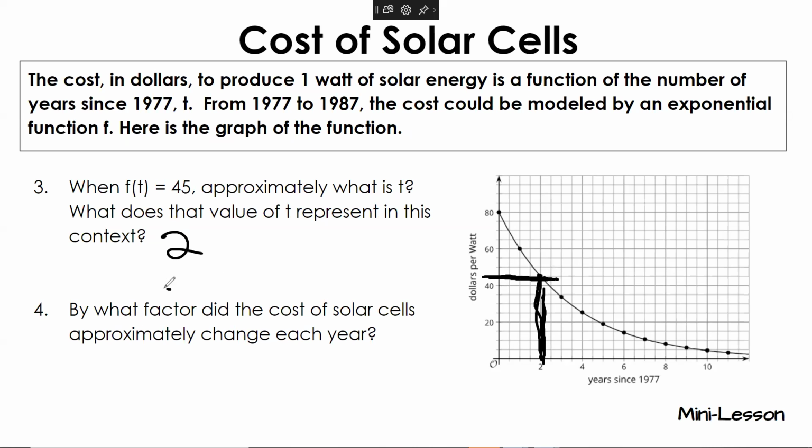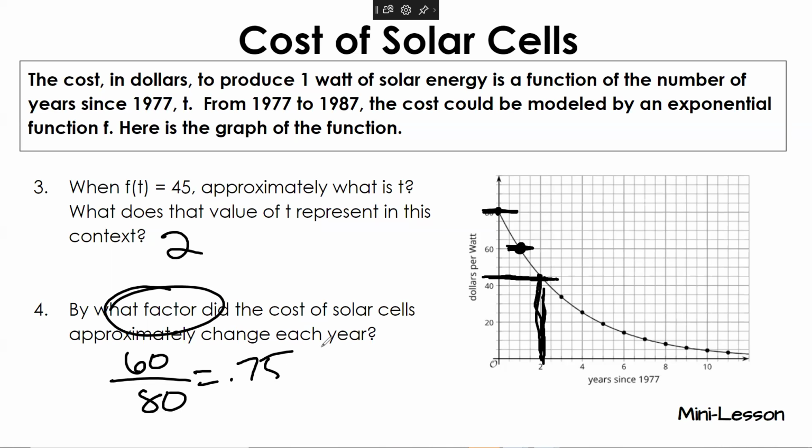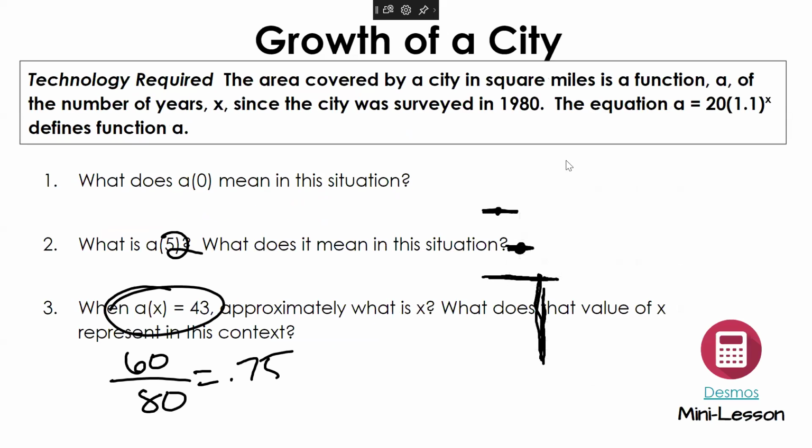Okay, by what factor did the cost of the solar cells approximately change each year? So what you're going to do is you're going to take your second point, which is 60, and divide it by 80. 60 divided by 80. Somebody type that in their calculator. Okay, so it's going to be a factor of 0.75. So we're decreasing by a factor of 0.75. Okay. It is decay.